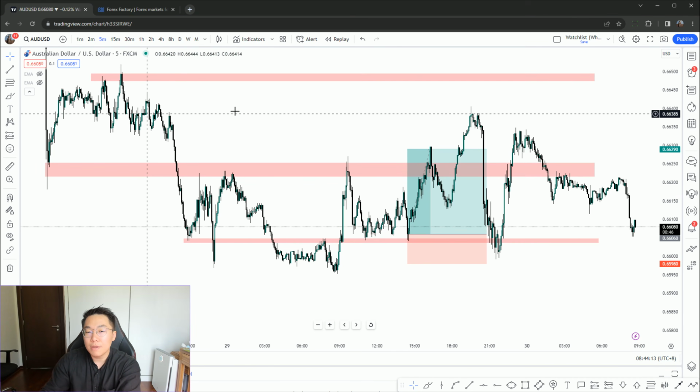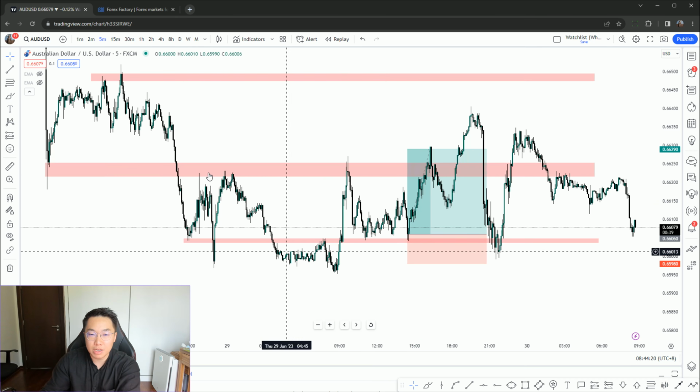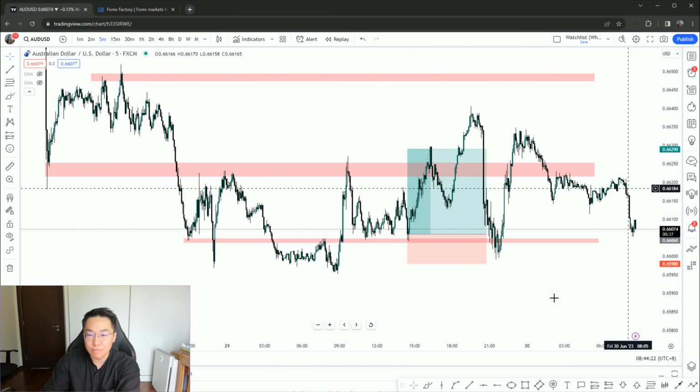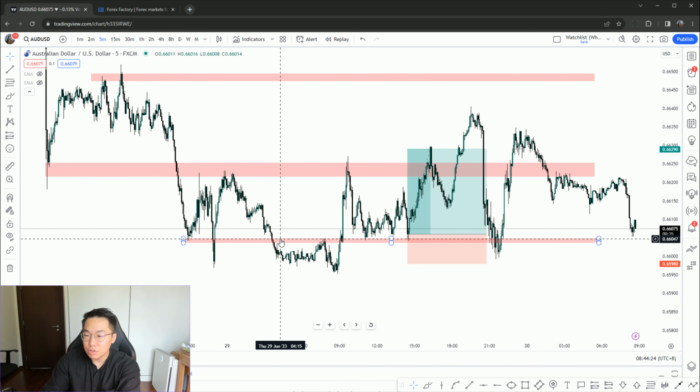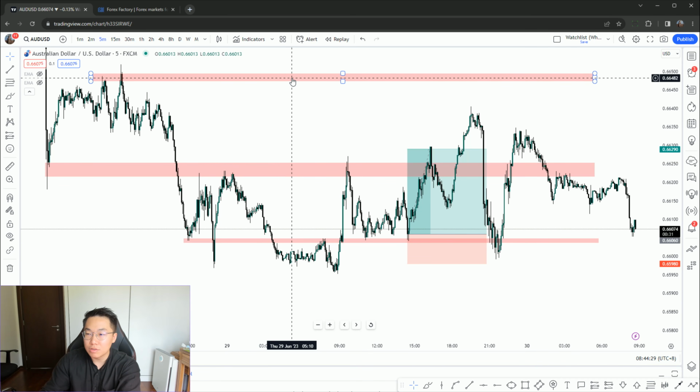So as you can see, yesterday Aussie dollar was technically in a range, right? Why is it in a range? It was because we have this, can you see the massive box here between 0.6604, 0.6623, 0.6648. So that's the way I see it.